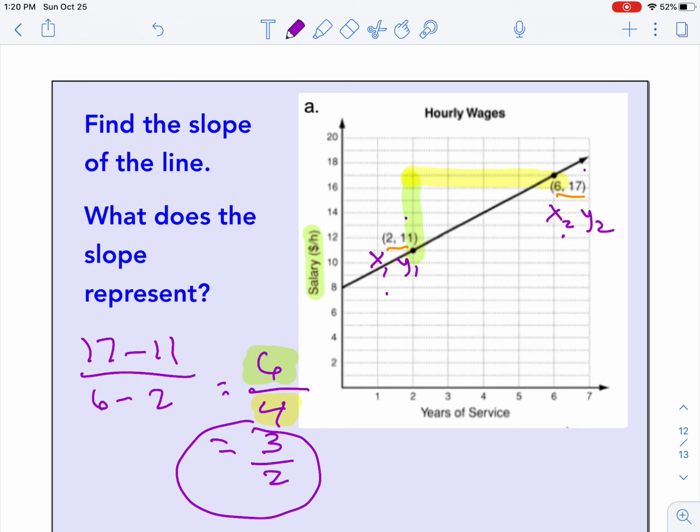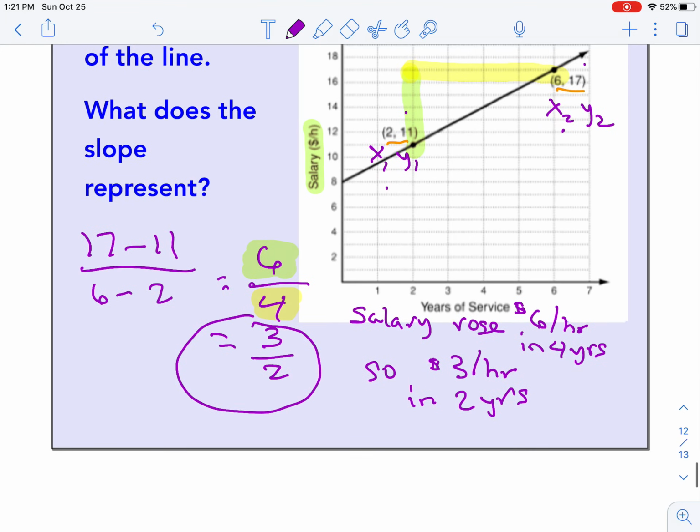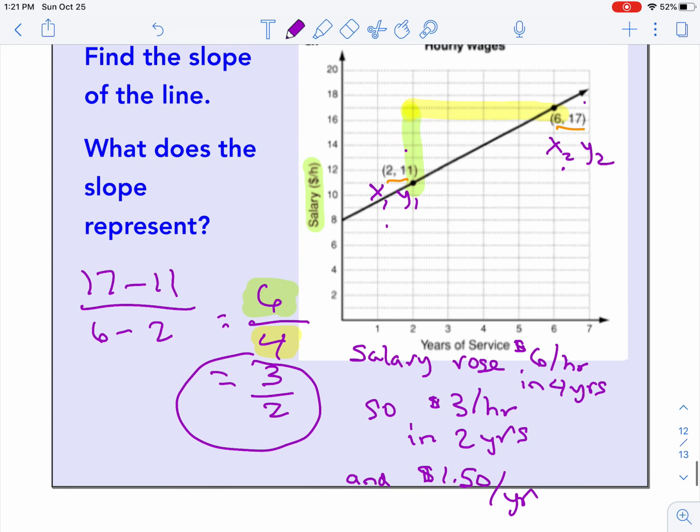So what that means is that your salary rose $6 per hour in 4 years' time. So if we reduce that as an average, it would be $3 per hour in 2 years. And how many per 1 year? Well, that would be $1.50 per year on the average.